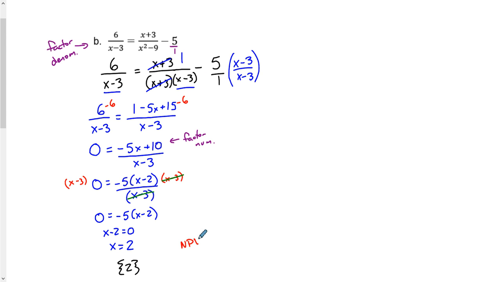Our non-permissible values: say we have this x subtract 3, so x cannot equal positive 3. But we can't forget that at the beginning, we still had that x plus 3 in our denominator, because x squared subtract 9 factors as that difference of squares. Just because we canceled it off at the beginning, it was in our denominator at one point in time. But x add 3 would equal 0 at negative 3. So we still have 2 non-permissibles.